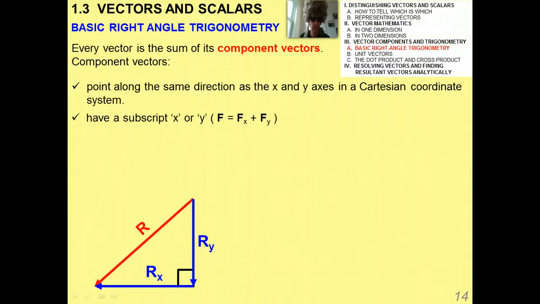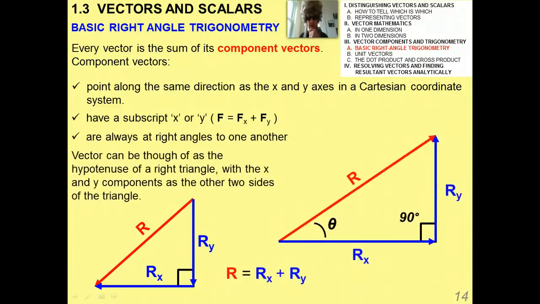So, for example, if I have this red vector r, I would represent the component vectors as r sub y and r sub x. And you can see that r sub y and r sub x in this case are lined up head to tail, and when I add them together, they give the vector sum of r. What is useful about this is the angle between rx and ry is a right angle. So I can use right angle trigonometry to help me solve this problem. It's a very powerful method. Again, components are always at right angles to one another.